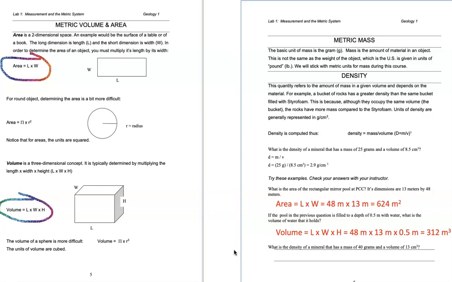Finally, one more density problem. What is the density of a mineral that has a mass of 40 grams and a volume of 13 cubic centimeters? So we use the formula, density equals mass over volume. We divide 40 grams by 13 cubic centimeters, and we get 3.1 grams per cubic centimeter.